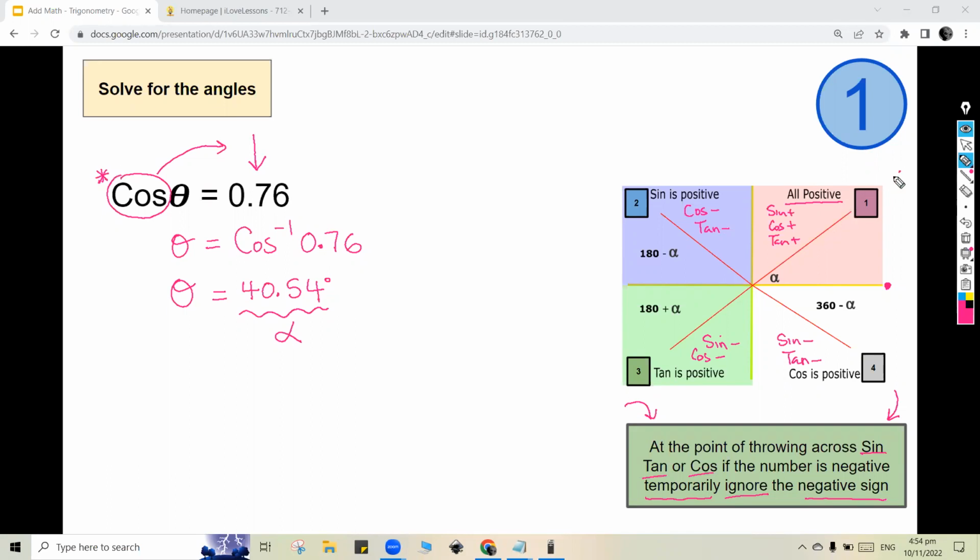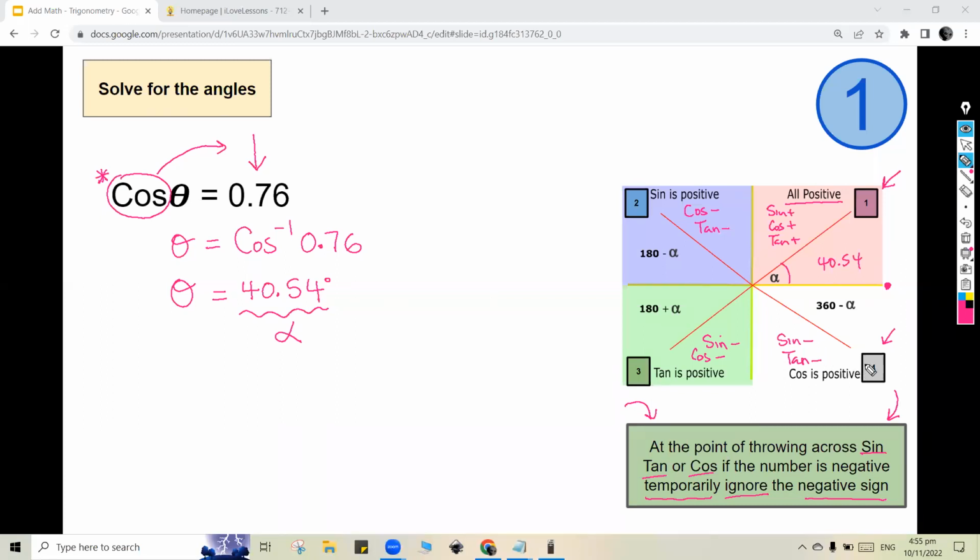Right, it will be quadrant 1. Somebody said 2 and 4 by mistake. It's quadrant 1 and 4. Look at it. In quadrant 1, cosine is positive, and in quadrant 4, cosine is positive. So if your answer is in quadrant 1, alpha is one of the answers. So our first answer is 40.54, but we had that over here.